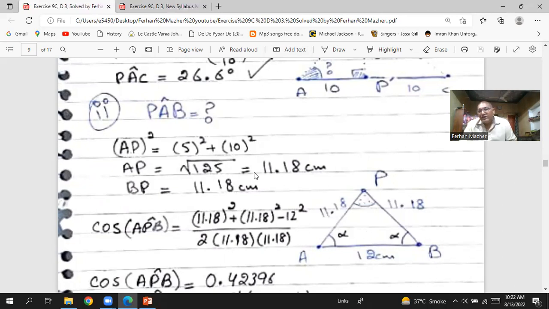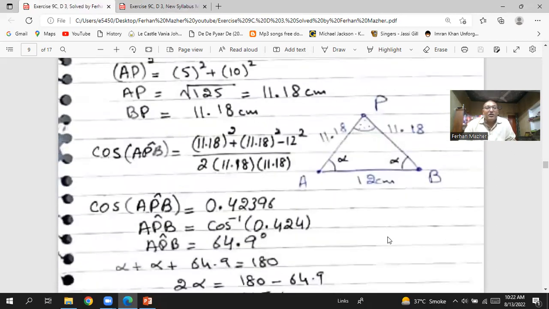And this will be in the numerator. In the denominator, I will write 2 multiply 11.18 multiply 11.18. And the cos of the APB will be equal to, when you do that calculation, you will get 0.42396.